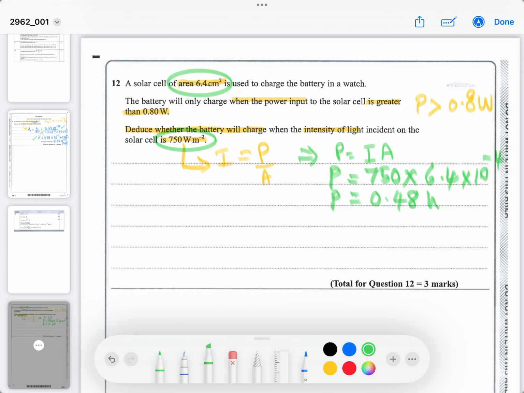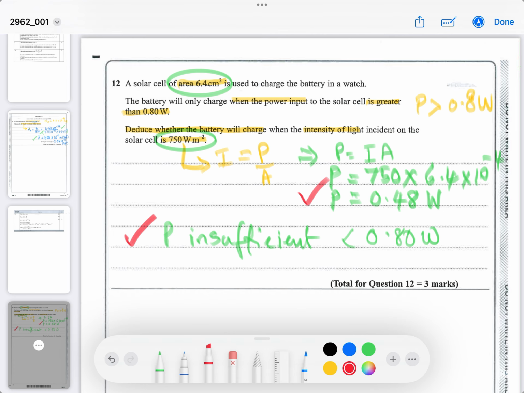And this comes to 0.48 watts, and therefore you say power is insufficient, because it's less than 0.80 watts. Okay, and you'll get the final mark. I was meant to do that in blue. Power insufficient, power calculation. 3 marks.